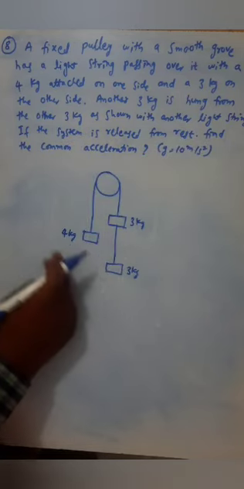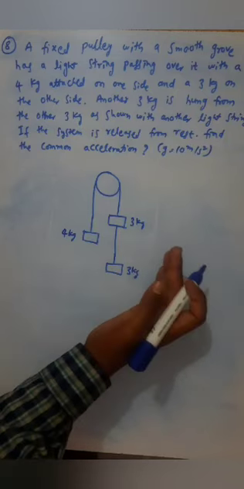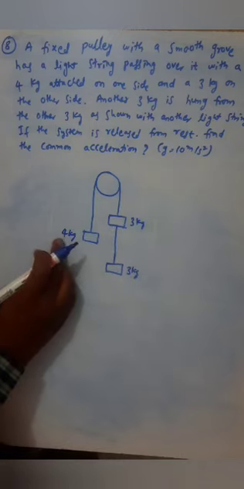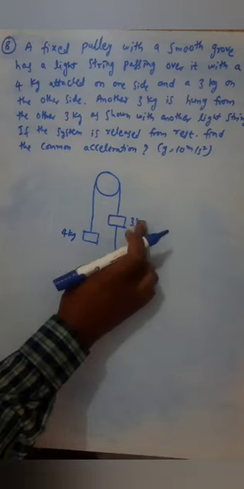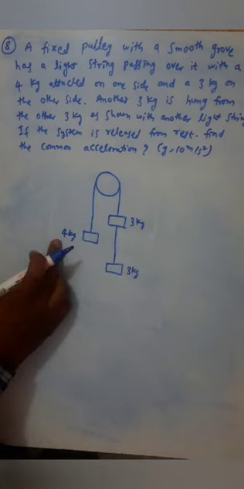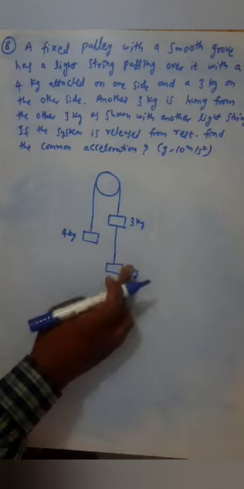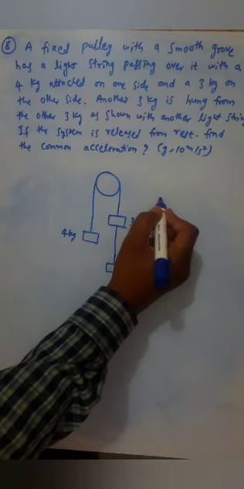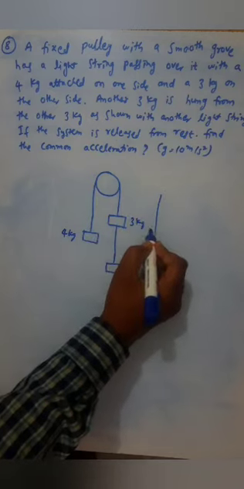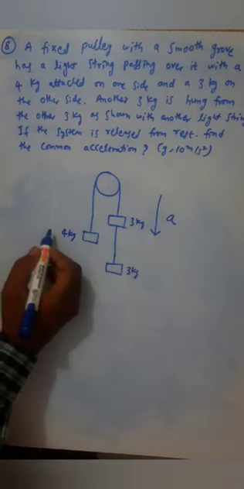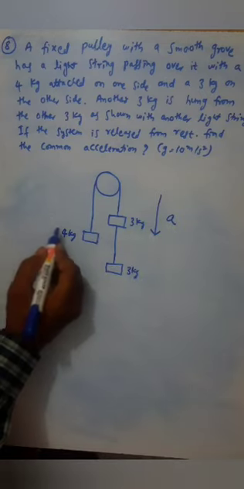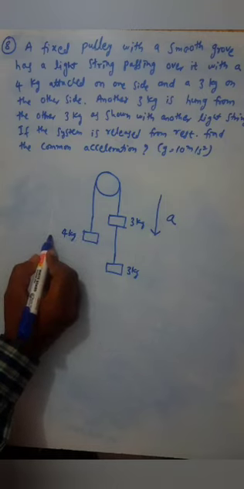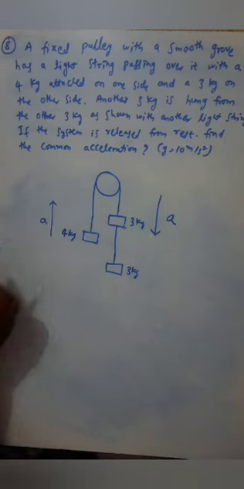When the system is released, what happens? One side has more mass and the other side has less mass. The total mass on one side is 6 kg, and on the other side it is 4 kg. So the 6 kg side accelerates downward with acceleration a, and because the 4 kg side has less mass, it accelerates upward with acceleration a.